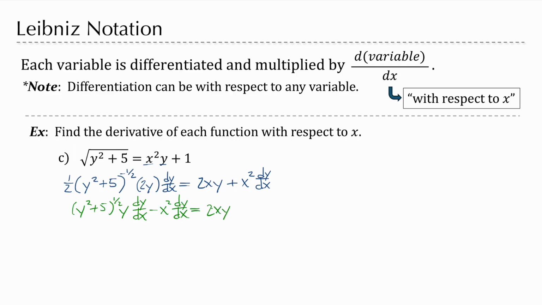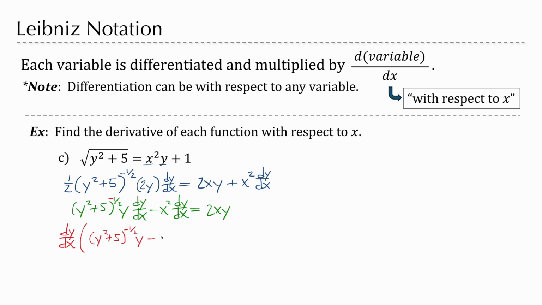And so in order to get dy dx by itself, what I need to do is look at these two terms and factor it out. So you'll discover a lot of these are, collect all your terms with dy dx, factor and divide. So my last step here is I'm going to factor out the common dy dx that's in both those terms. And what that leaves me with is this y squared plus 5 raised to the negative 1/2 power. Got my negative there.